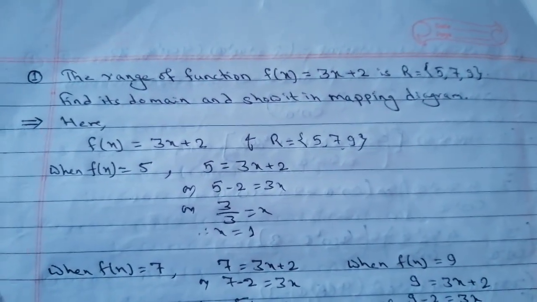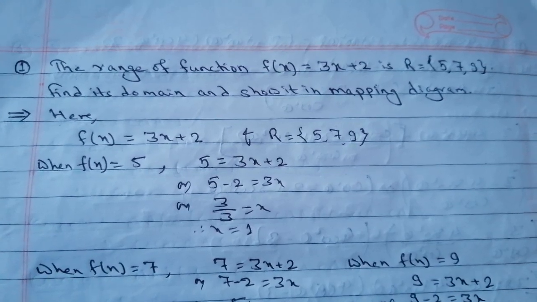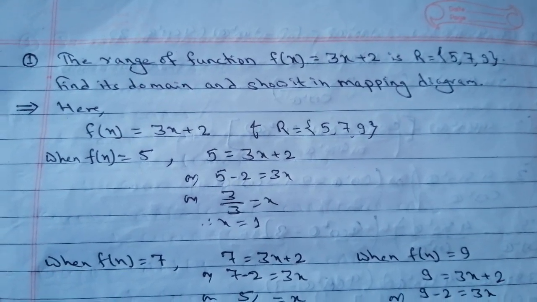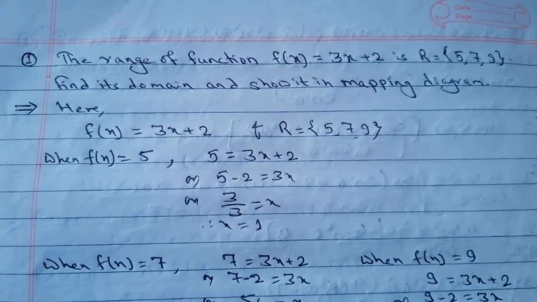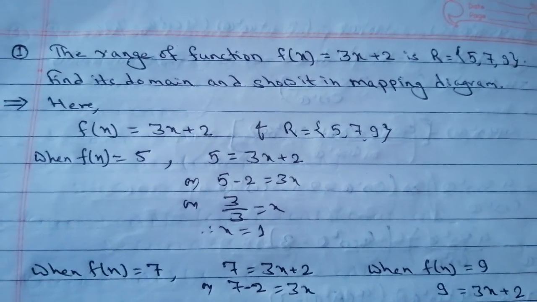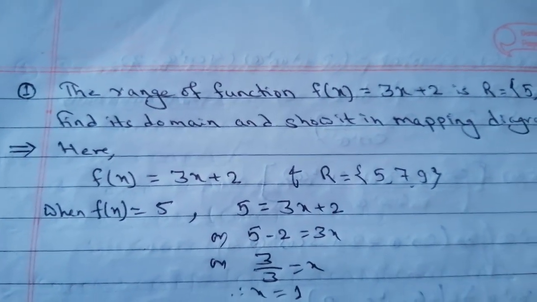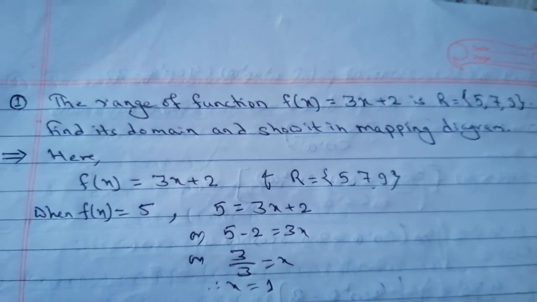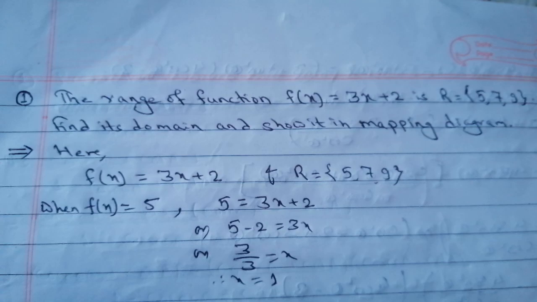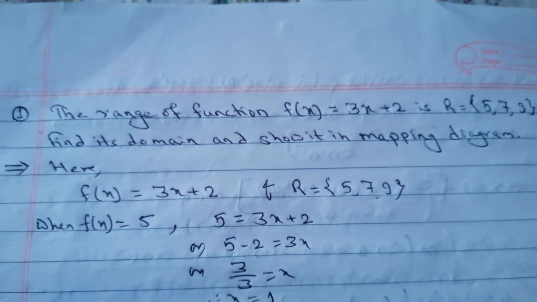Hello everyone. Today I have some short questions of grade 9 which can be asked in group B and group C of 2 marks and 3 marks question. The first question is the range of function f(x) = 3x + 2 is R = {5, 7 and 9}. Find its domain and show it in mapping diagram.